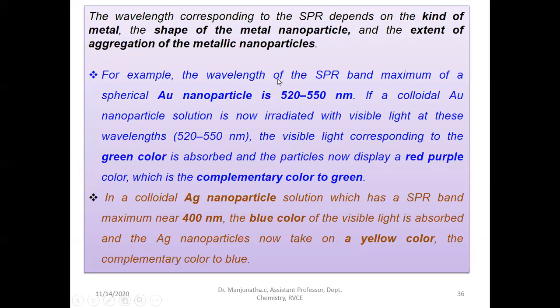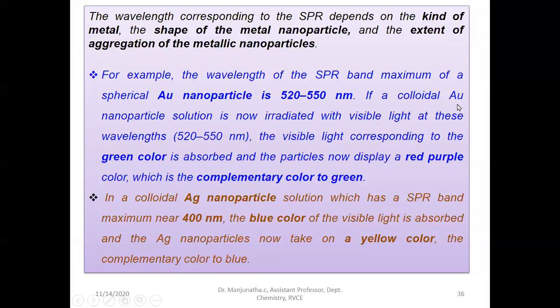Okay. So the wavelength of the corresponding SPR depends on the kind of particle that I mentioned, and also on the shape of the metal nanoparticles, and also on the extent of aggregation of the metal nanoparticles. For example, the surface plasmon resonance band maximum of a spherical gold nanoparticle is 520 to 550 nanometer. This is the wavelength range at which gold nanoparticles exhibit SPR, surface plasmon resonance.